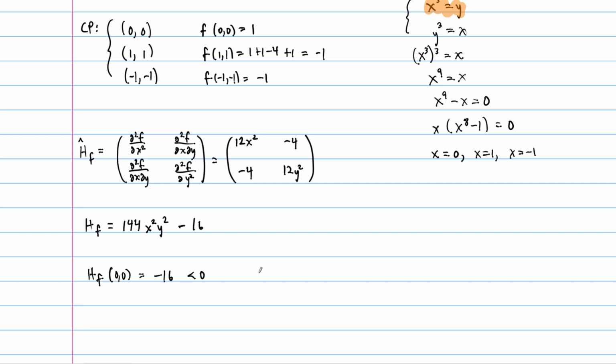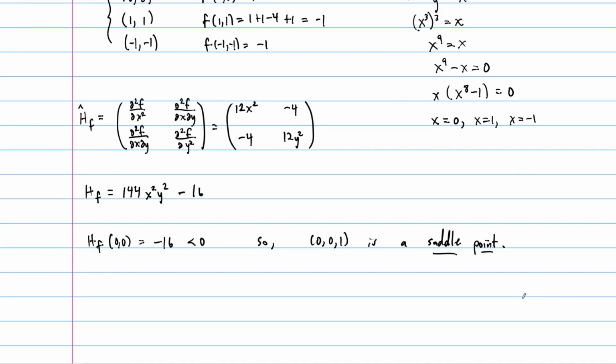This is less than 0, so what's our conclusion? Well, our conclusion is that this point, (0, 0, 1), is a saddle point. When the Hessian is negative, the surface has a saddle point. So there, we've classified that critical point, right? What about the other two?